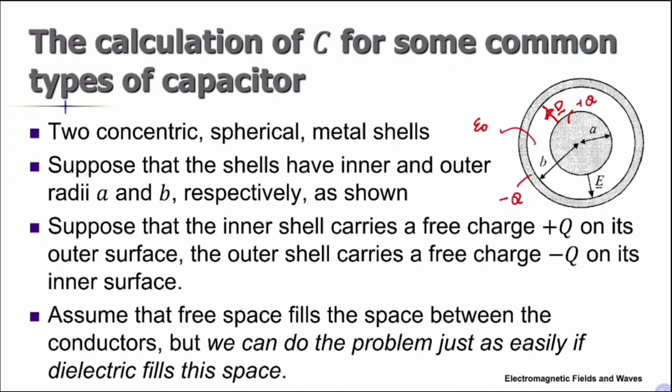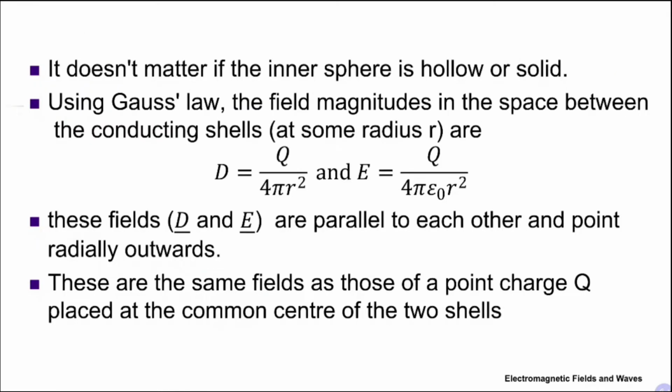Except that in this case here, if I have a point charge, then you have electric field going away from that point charge. But in this case, because it is a spherical metal, the electric field in here is 0. Okay, the electric field starts from the outer surface of the inner shell. Okay, we work out the electric flux density magnitude and the electric field magnitude.